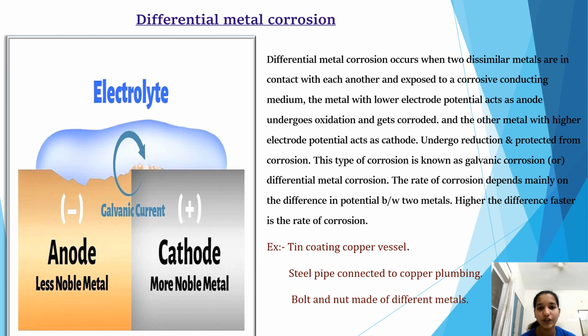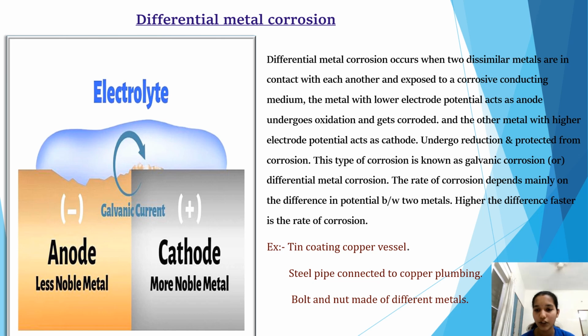Differential metal corrosion. Differential metal corrosion occurs when two dissimilar metals are in contact with one another and exposed to a corrosive conducting medium. The metal with lower electrode potential acts as an anode, undergoes oxidation, and gets corroded, and the other metal with higher electrode potential acts as a cathode, undergoes reduction, and is protected from corrosion. This type of corrosion is known as galvanic corrosion or differential metal corrosion.